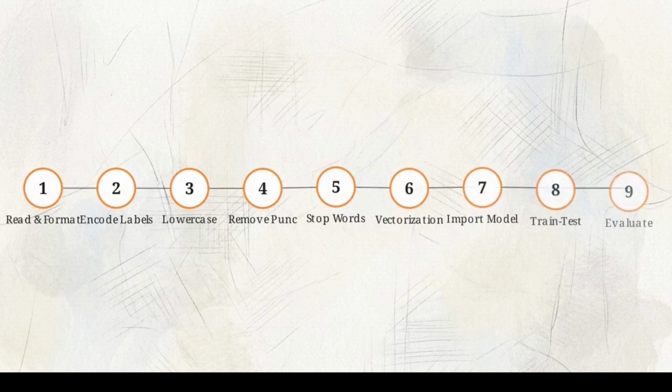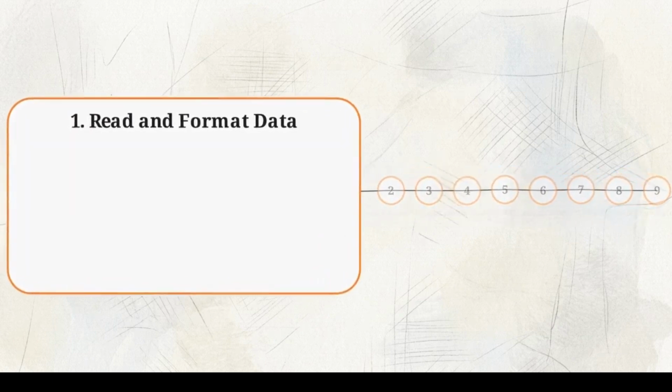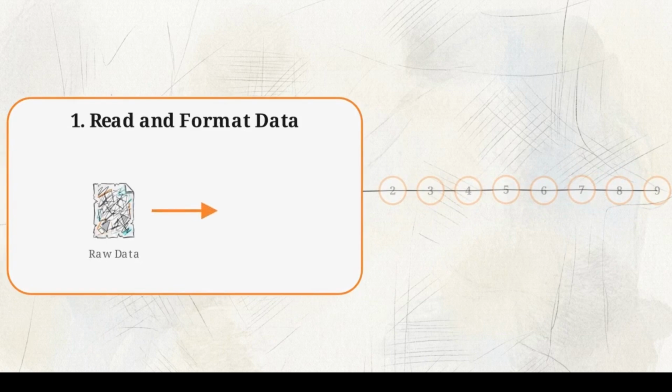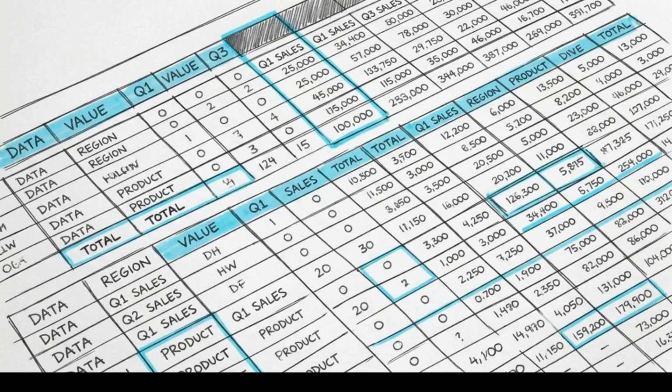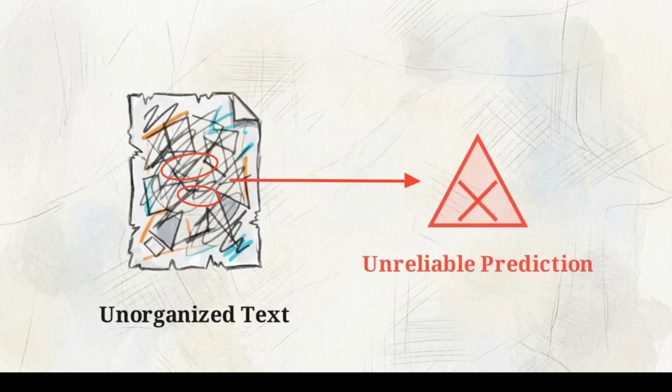Here is a roadmap showing the 9 steps required to build this classifier. Today, we are focusing strictly on step 1, reading the raw data and formatting it properly so our machine learning model can actually process it. To follow along, you need 2 things: an open Jupyter Notebook environment and the messages.csv dataset downloaded to your local machine. The accuracy of any machine learning model is directly tied to how well the raw data is initially staged. If we feed the model unorganized text, it will give us unreliable predictions.